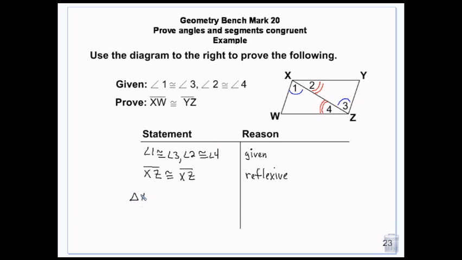Which makes, now you'll notice I was very careful with my order. I did X, W, Z, so angle 1, non-numbered, angle 4. So when I wrote the next one, I had to do Z, Y, X, so that my congruent angles are all in the same order. They're congruent, oops, because of angle, side, angle. And then the last line is whatever I was trying to prove.